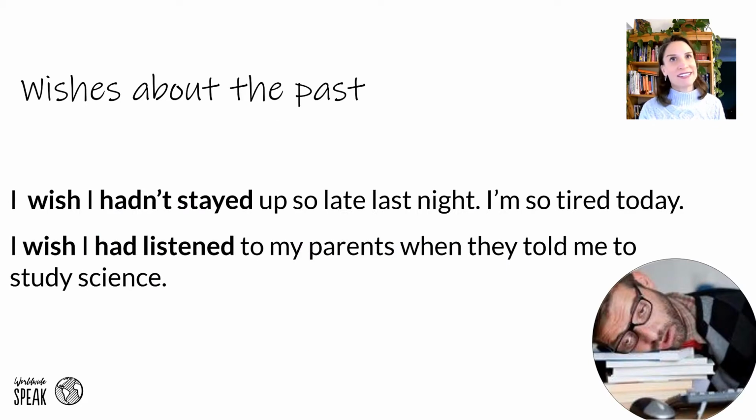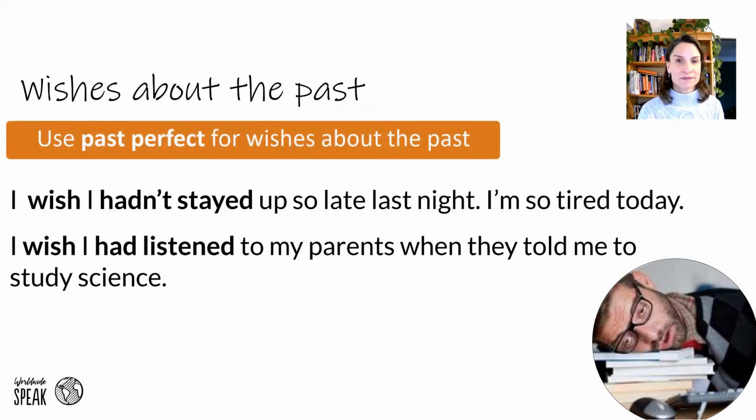We're reflecting on the past. We're talking about our wishes that things might have been different. And here's how we say it. We say, I wish I hadn't stayed up so late last night. I'm so tired today. So here we're using past perfect. So to make a wish about the past, I use past perfect.